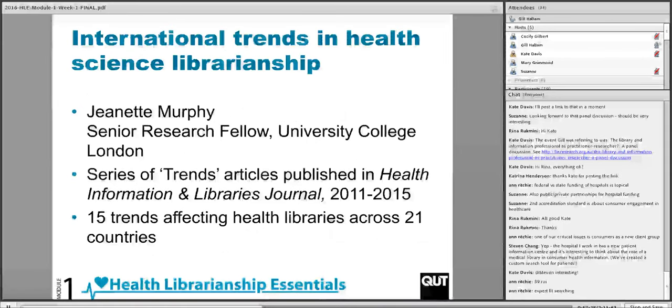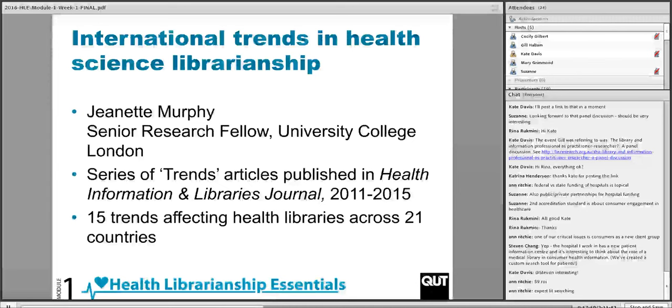Cecily has highlighted some of the interesting things that have been happening in the Health Information and Libraries Journal over the last 4 or 5 years. Jeanette Murphy, a senior research fellow at University College London, has been tracking different trends that are affecting health libraries across different countries of the world. That makes for a very, very interesting read. Very helpfully, I'll just quickly go through them.